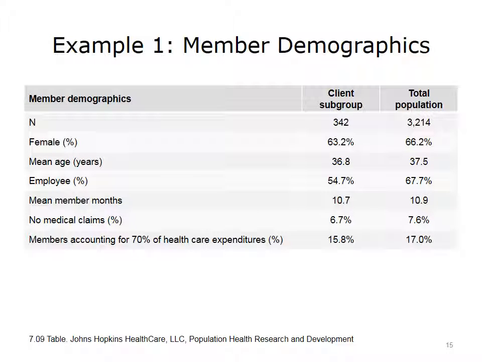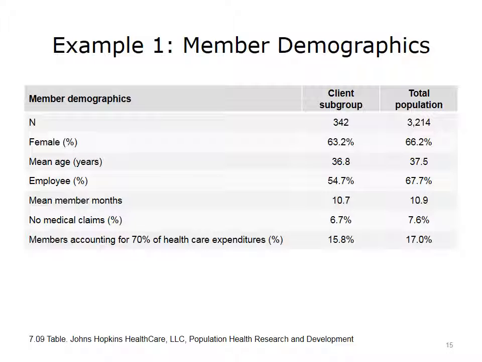This table shows subgroups within the population. The far right-hand column contains data for all the members of the population, and the middle column shows data for the subgroup of the population being compared to the overall population. So in the entire population, 66% are female, and the mean age is 37.5, a relatively young population. This is an employed population. 67.7% are employees, and the other percentage are dependents.